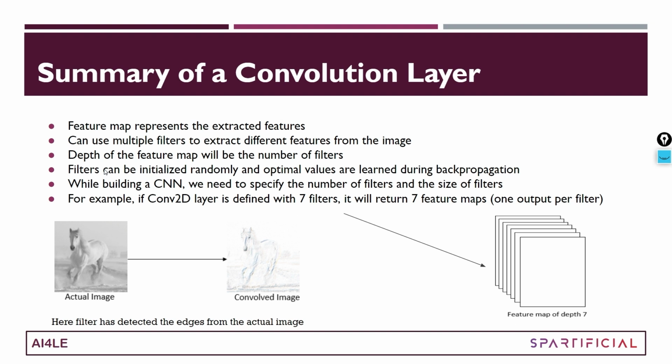Now the same thing has been written over here, that filters can be initialized randomly and the optimal values are learned during backpropagation. And while building a CNN, we need to specify the total number of filters that we want to use and what will be the size of these filters. While using this convolution 2D layer, you need to pass in how many filters you want. You can play with these numbers. Let's say you have initially 3 filters. You can change these numbers to, let's say, 5 filters, 10 filters, 16 filters, 32 filters. Try with some different values and see how the outputs are changing. And it's again a hyperparameter over here that you can keep on tuning until you get your right result.